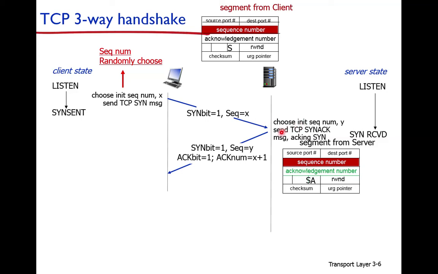The second thing is that the server will prepare a TCP segment. Its initial sequence number Y will be put here as the sequence number. You can see that this message has the sequence number Y, so it will be put here. And since this server is also willing to establish the connection, it will set the S flag.